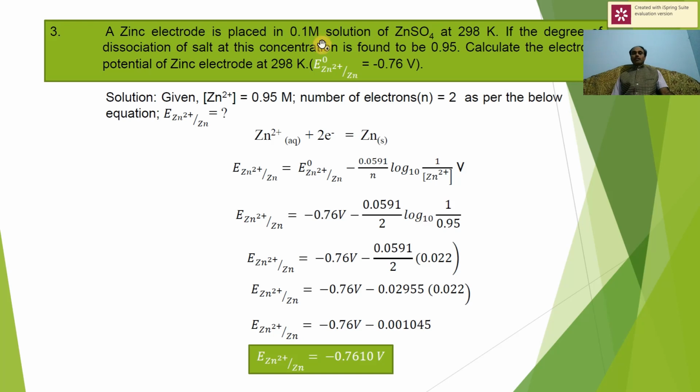90 divided by 100, that is 90%, into 0.1, that is 0.09. So you have to include the 0.09 concentration in the problem if the degree of dissociation is given in terms of percentage. You have to take care of these things.